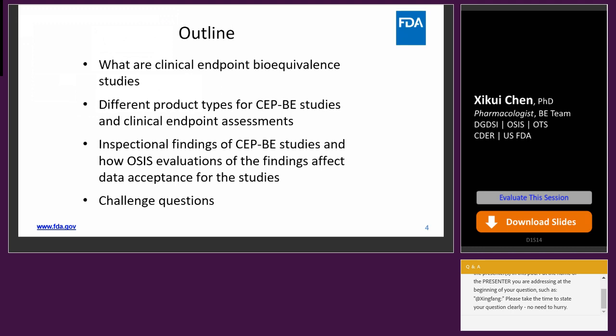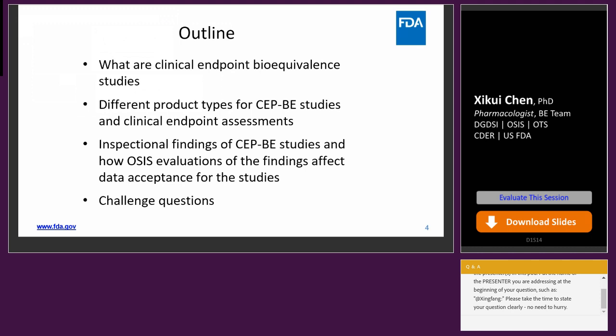The outline of the presentation comprises the following items. First, what are clinical endpoint bioequivalence studies? And then, different product types and clinical endpoint assessments for clinical endpoint bioequivalence studies, followed by inspectional findings of clinical endpoint bioequivalence studies, and how OSIS evaluations of the findings affect data acceptance for the studies, and finally the challenge questions.